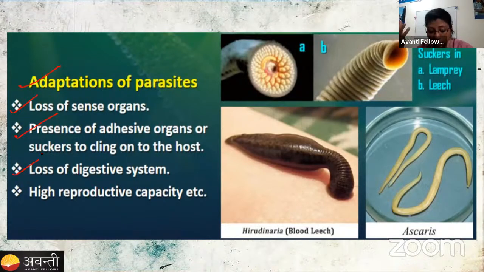When you are getting nutrients, we are getting direct nutrients which we don't need to digest because they are in completely digested form. So there is no use of having digestive system. Then the high reproductive capacity.